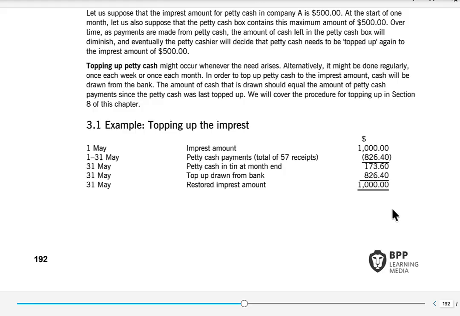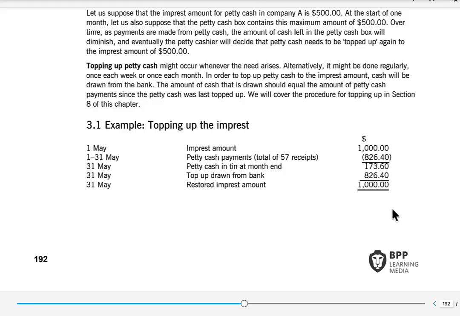Total petty cash receipts for May, $826.40. Top-up required from the bank, $826.40. This is not a coincidence. This is the whole point of imprest. It creates control and accuracy, because every dollar that left the tin must be supported by a receipt. And the total receipts tell you exactly how much money the bank must replace.